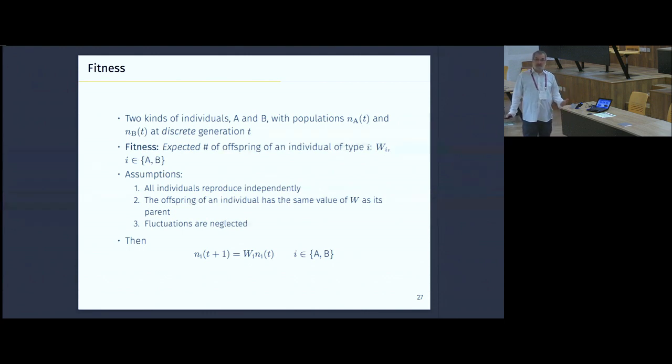Assume that all individuals reproduce independently. The offspring of an individual is of the same kind as its parent, so there is no sexual reproduction here. And the fluctuations are neglected, which actually means that we are considering an infinite population size. Then we can write down a deterministic equation, because we can neglect fluctuations in the sampling. So we know that the expected number of individuals of kind I at generation t plus 1 will be equal to the number of individuals of kind I at generation t times this Wrightian fitness. And this infinite population will expand indefinitely, so that simplifies the calculation.